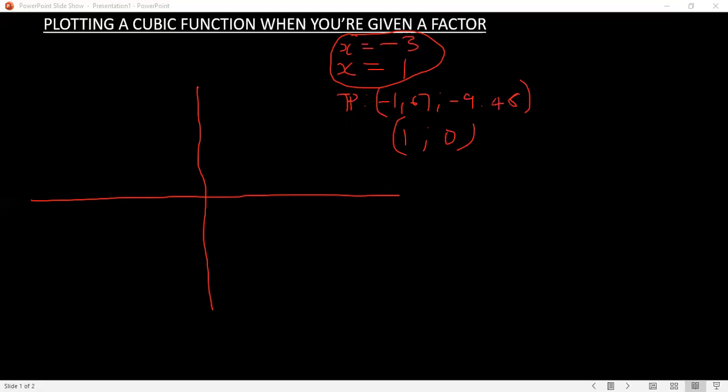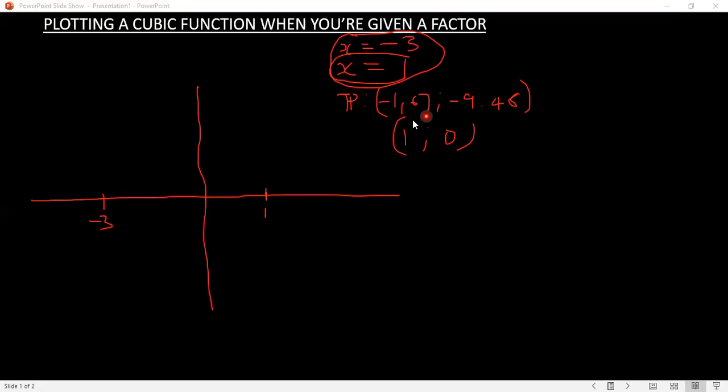So we have negative 3 somewhere here. Then we have positive 1 here. I'm plotting the x-intercepts, guys. As you can see here, negative 3 is our first x-intercept, then our second x-intercept is x equal to positive 1. Now let's go to the turning point.